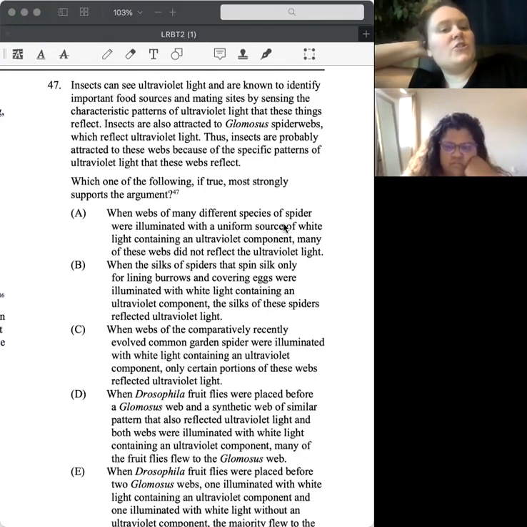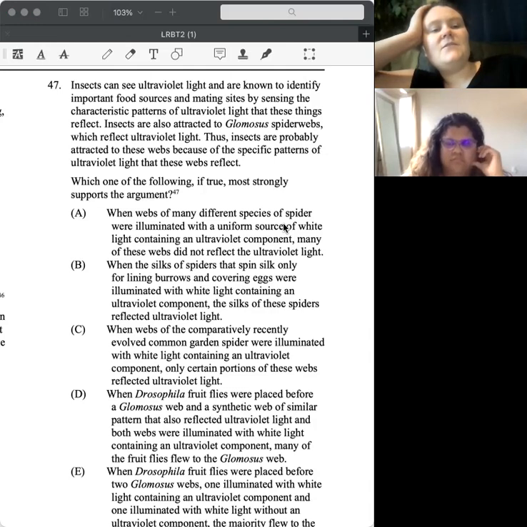Insects are also attracted to Glomus spider webs, which reflect ultraviolet light. Thus, insects are probably attracted to these webs because of the specific patterns of ultraviolet light that these webs reflect.